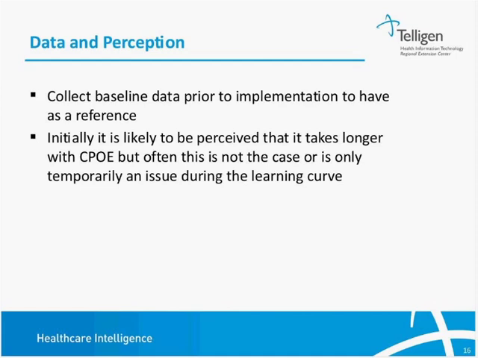So when you collect this baseline data, it allows you to evaluate if CPOE has had a positive, negative, or neutral consequence. It will also allow you to have an accurate depiction of how long it took to complete orders on paper versus CPOE. And initially, it can be perceived that it takes longer with CPOE, but it's temporary, and there's a learning curve, and you have to expect that.